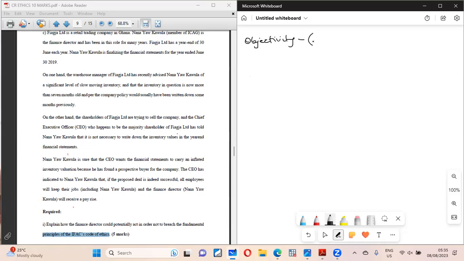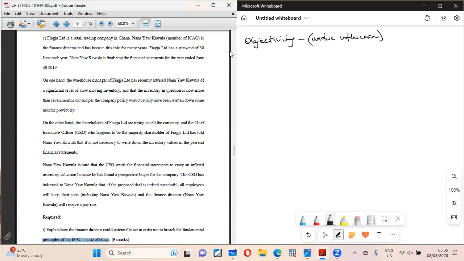So the reason why you are saying that is about undue influence. Exactly so. Yes, so we are fishing them out. Yes, any other thing? Then professional competence also comes in here. What makes you say that? Professional competence: when you read the passage at the beginning, it says Nanaya is a member of ICAG, has many years of experience, so he has a due skill that he must exhibit in a scenario like this. Did you add due care? Yes, and due care. Please always add it. Any other? Professional behavior too, it's automatic. I think it's integrity. You also see issues of integrity.